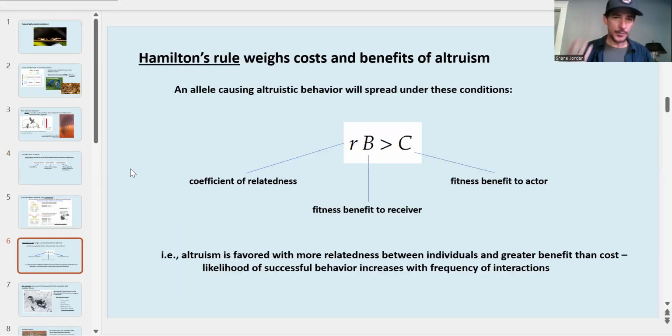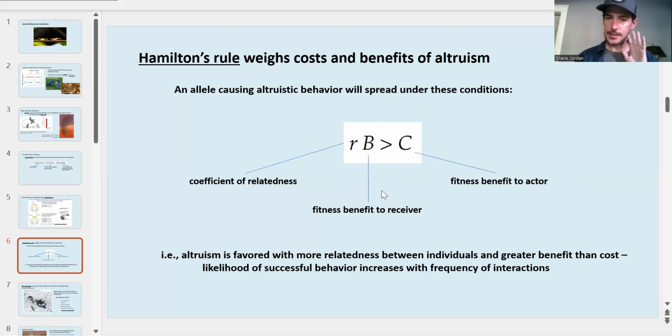And this kind of helps explain altruism in certain ways. And this actually has been proposed in a simple mathematical framework that we call Hamilton's rule. Hamilton's rule basically weighs the costs and benefits of altruistic behavior, this sort of self-sacrificing behavior. And the postulation here is that an allele causing altruistic behavior will spread under some pretty basic conditions. We can look at the coefficient of relatedness, which we call little r, and then we can look at big B and big C, where big B is the fitness benefit to the receiver, and big C is the fitness cost to the actor. Big B really does stand for benefit, and big C really does stand for cost.